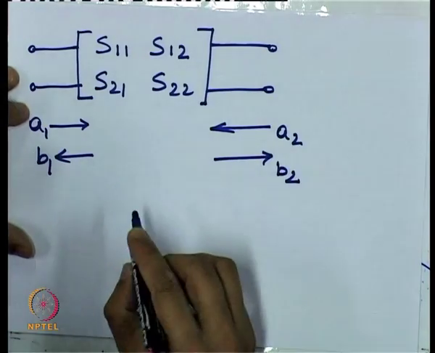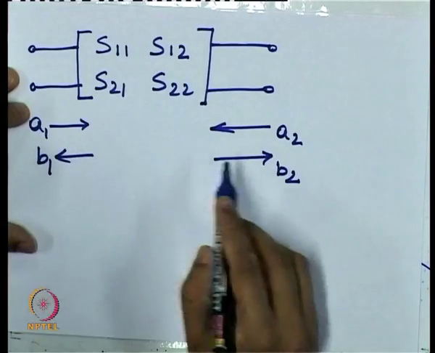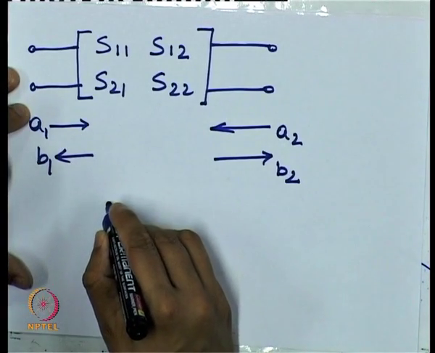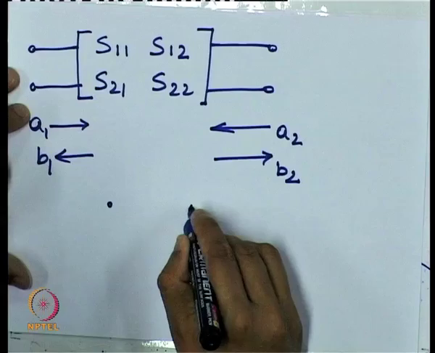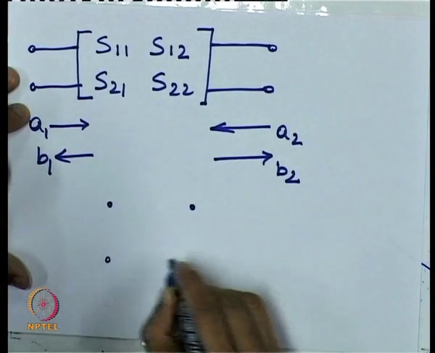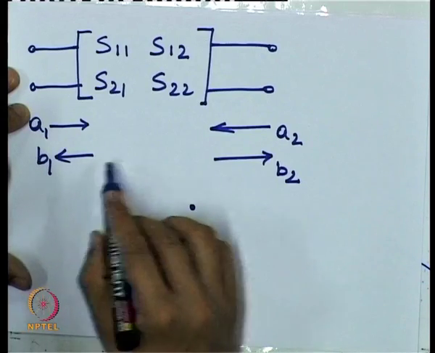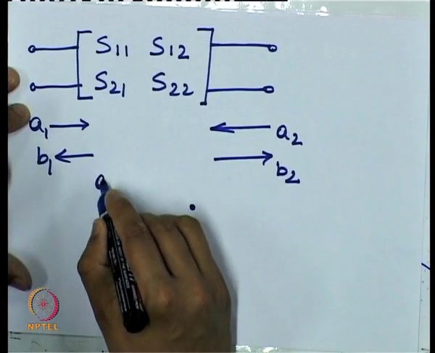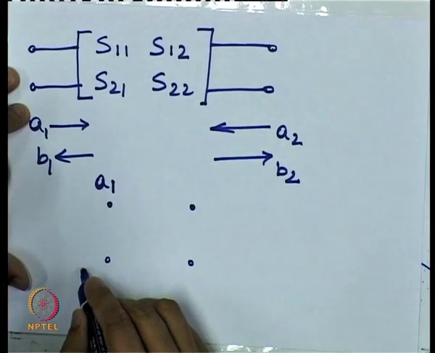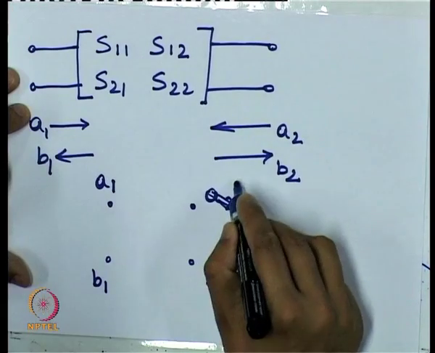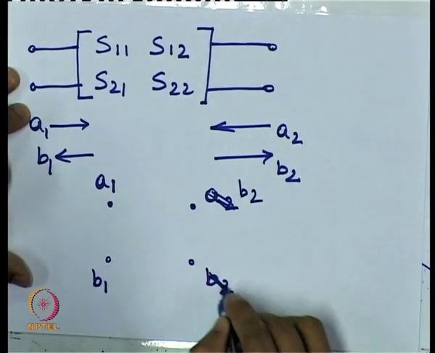First of all, every incident or reflected wave is represented by a node, and a node is represented by a small bubble. We have 4 incident and reflected waves, so we have 4 nodes this way, B2 and A2.